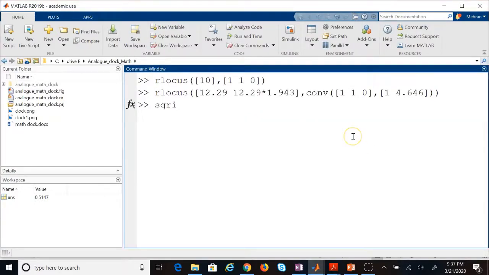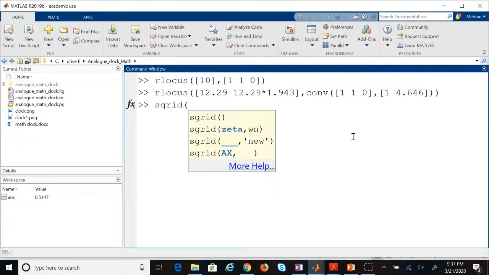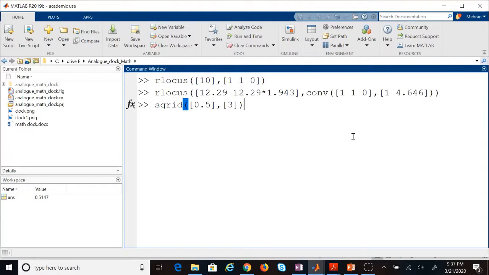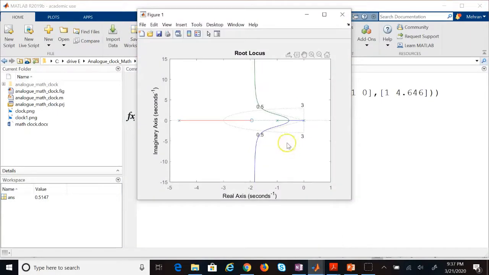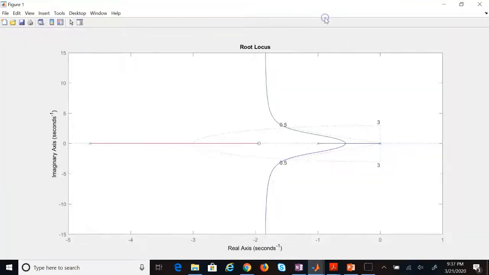So I use the command sgrid, if you still remember, and I pass to it a range for zeta, and the range I want for zeta is maybe only 0.5, and the range I have for omega n, let's say maybe just 3. Let's see what happens. Okay, and now you see they are added to it. Of course, again, the aspect ratio here is not 1:1. You see here is 6 units, that is 20 units. So that's why instead of a circle, it looks like an ellipse, but that's not the case.